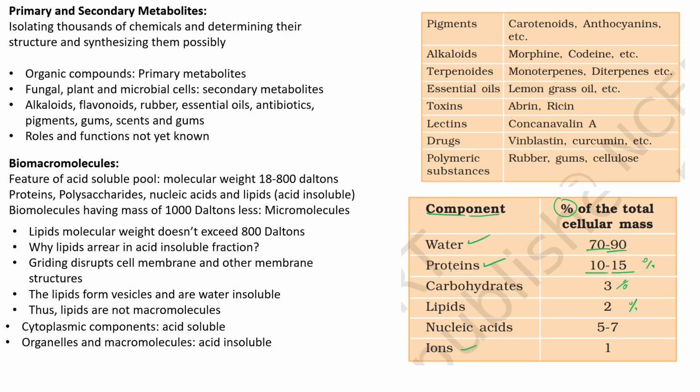So here, if you have to choose which of the following is acid soluble and acid insoluble, you can say that water and ions are actually acid soluble. They are mainly acid soluble. And finally, proteins, lipids, carbohydrates and nucleic acids, we can refer to as the acid insoluble pool. They mainly appear in the acid insoluble pool.